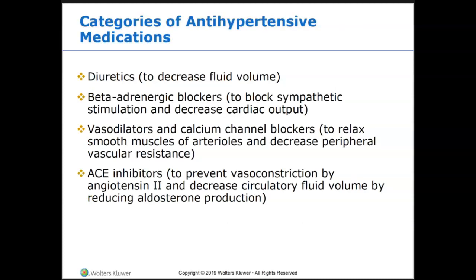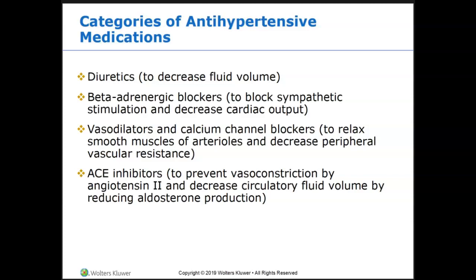Categories of antihypertensive medications. So antihypertensives work to reduce blood pressure in patients who have hypertension. These medications work in different ways. We have diuretics, for example, hydrochlorothiazide or furosemide. They help reduce fluid in the body, thereby reducing volume in the vessels that can cause hypertension. So you can see how there's a direct benefit there.